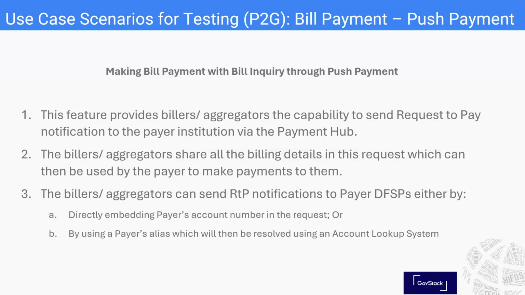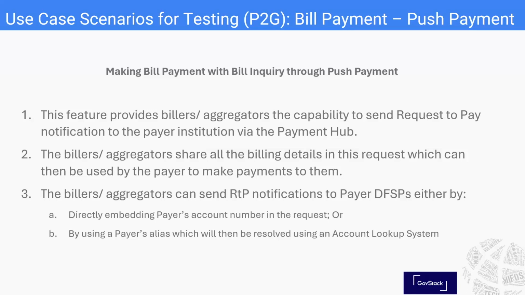The other scenario that we have for P2G is bill payment through request to pay notification. In this scenario, APIs have been made through which a biller or an aggregator can send a request to pay notification to an end customer through the payment hub itself.